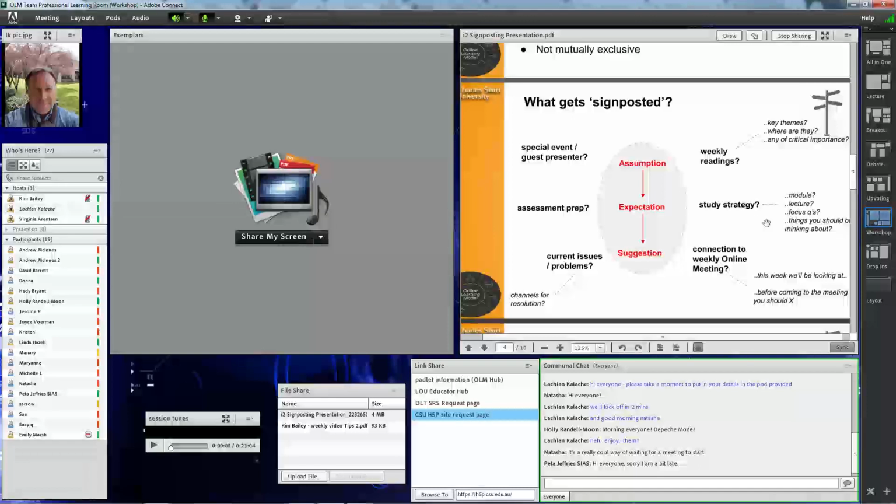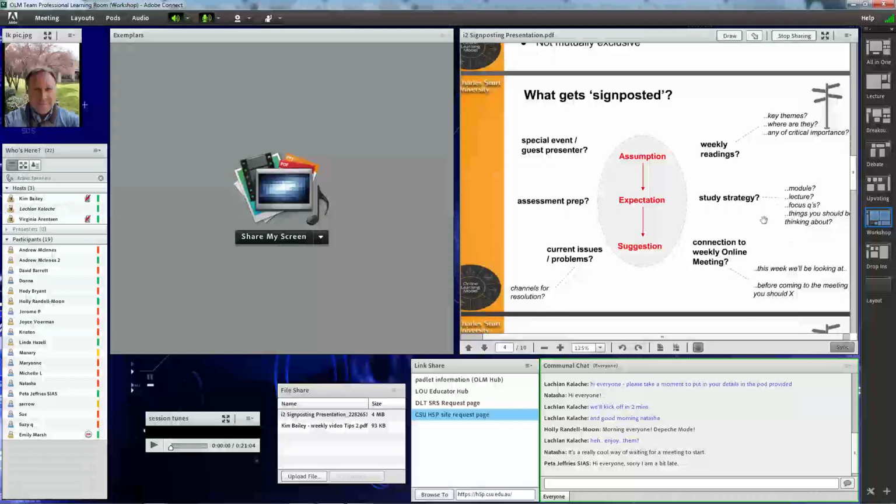A lot of the time when I talk to academics, they're very clear the students really should be thinking about this at this point. But again, that's an expectation or an assumption rather than a suggestion to the students. So again, it's just moving a little bit further along that continuum.